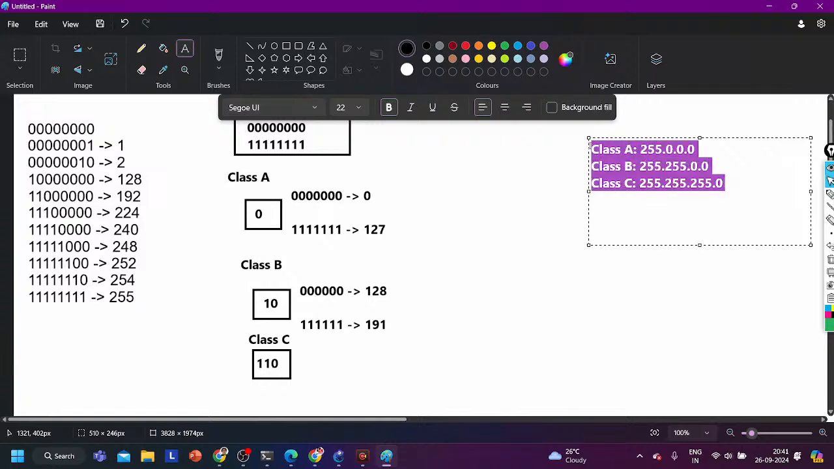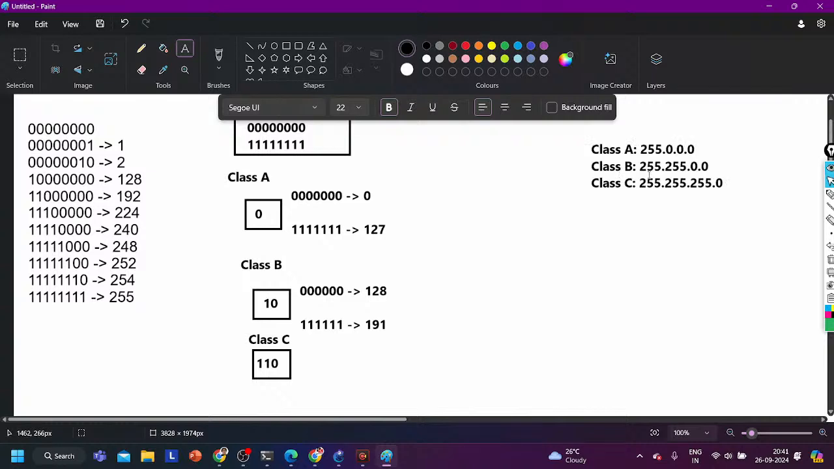This is the default subnet mask for each class. And whenever you are using the default subnet mask with the IP address, that is called, guys, classful IP address.